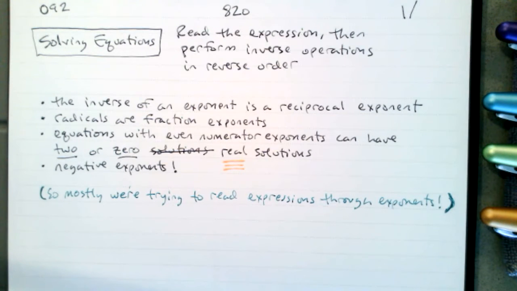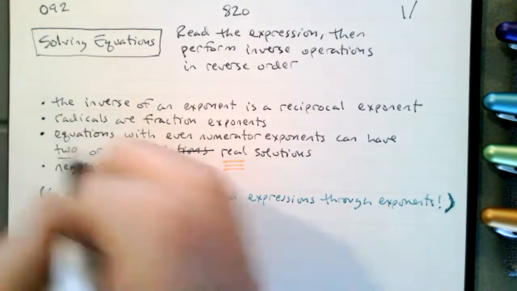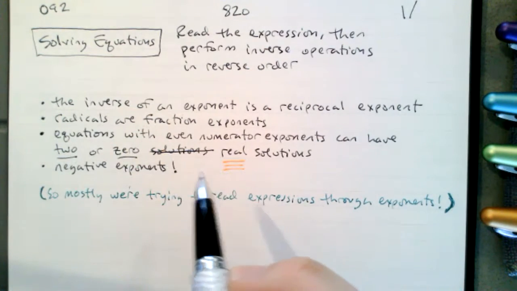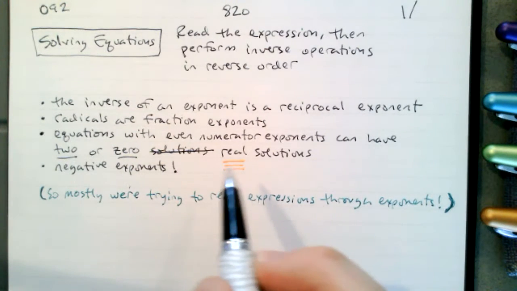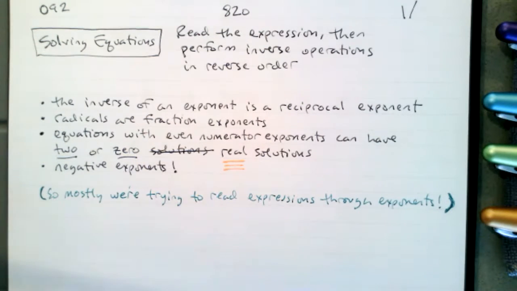The extra thing that we have to remember is that equations with even numerator exponents can have 2 or 0 real solutions. So when I first introduced this rule, I was just going with the 2 because I had a mind to switch out this real solutions business, but I want to emphasize this 0 so that we're looking at something other than real solutions.